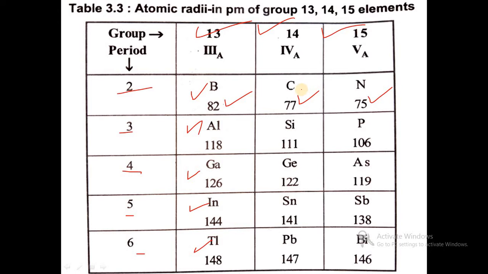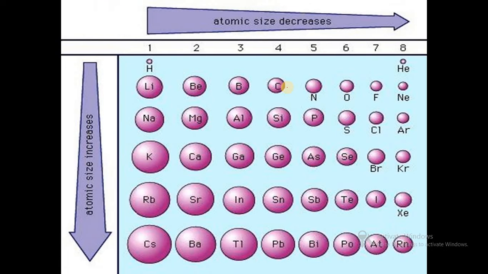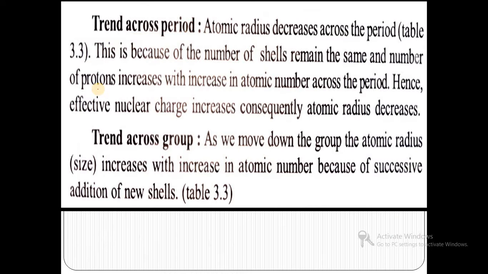So this is about the atomic radii in group 13, 14 and 15 elements. This is a pictorial representation: atomic size decreases across the period and atomic size increases down the group. This is about the trend across the period. Across the period, their atomic radius decreases.